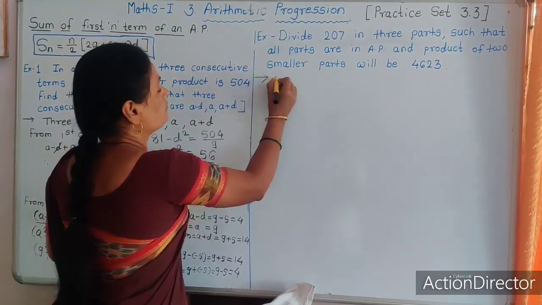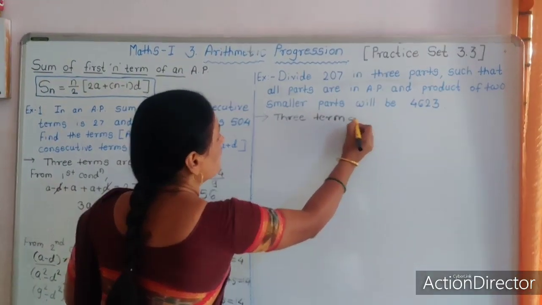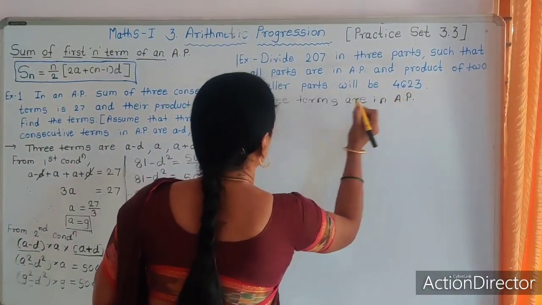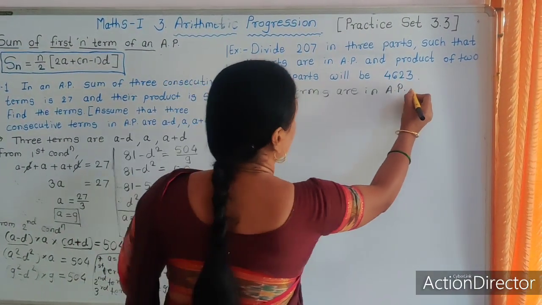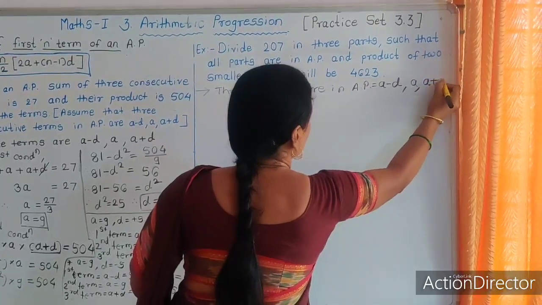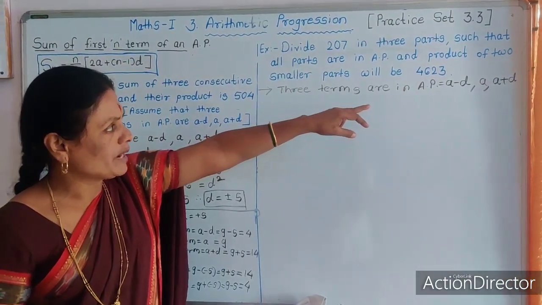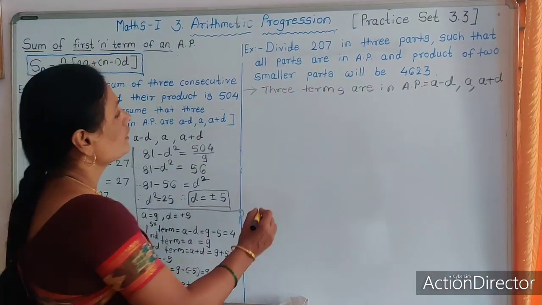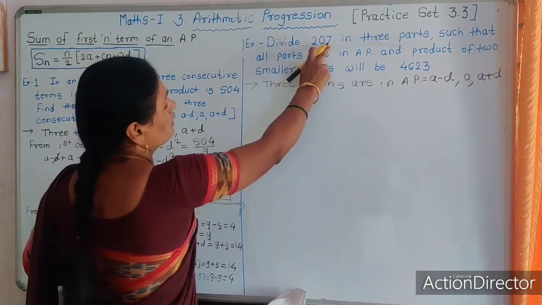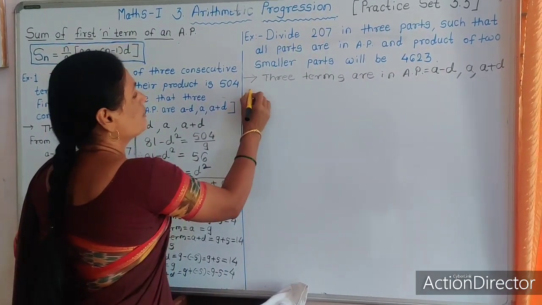Therefore, first we write the 3 terms. The 3 terms in AP are: the first term is a minus d, the second is a, and the third one is a plus d. Now, from the conditions, here also there are two conditions. Divide 207 means that the sum of these three terms is equal to 207, from the first condition.